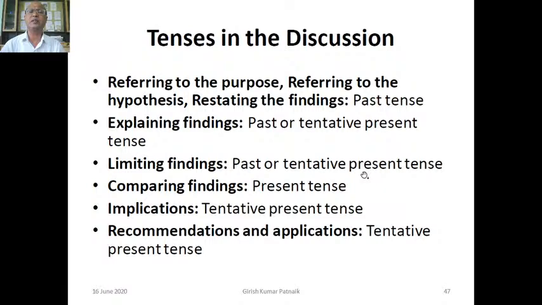Then comparing the findings is in the present tense, as we have already seen in the earlier slide, when you want to compare with others. Implication, like how it is going to affect the future: I will use may, will. So it may happen, it will be so. That is your tentative present tense, and that is nothing but your implication. Then the recommendation and application: obviously it is a tentative present tense. You are giving a recommendation, saying how it can be applied. It is tentative, because you haven't done it. So that is why it is tentative present tense. You can use may, will, can, could.